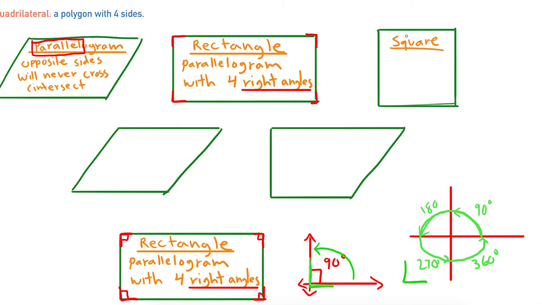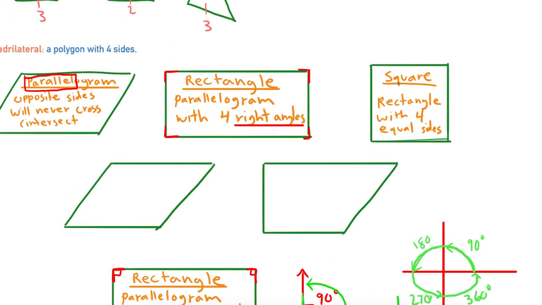So what makes a square a square? Well, a square is a rectangle with 4 equal sides, meaning all 4 sides here have to be the same length.